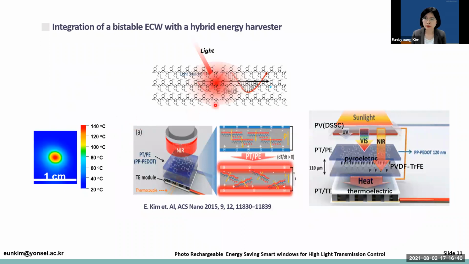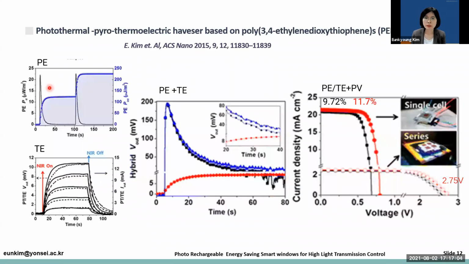So among those photothermal materials, we utilize the PEDOT system because it's well known that PEDOT has high photothermal efficiency, and also it can be easily made on top of this pyroelectric and also thermoelectric system through a solution coating process. So this is the output power from pyroelectric and output voltage from this photothermal thermoelectric system.